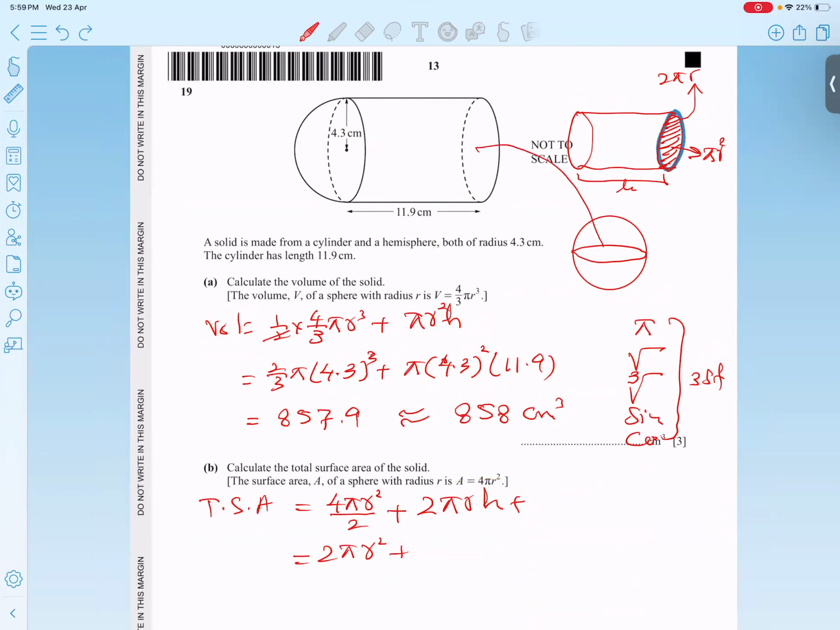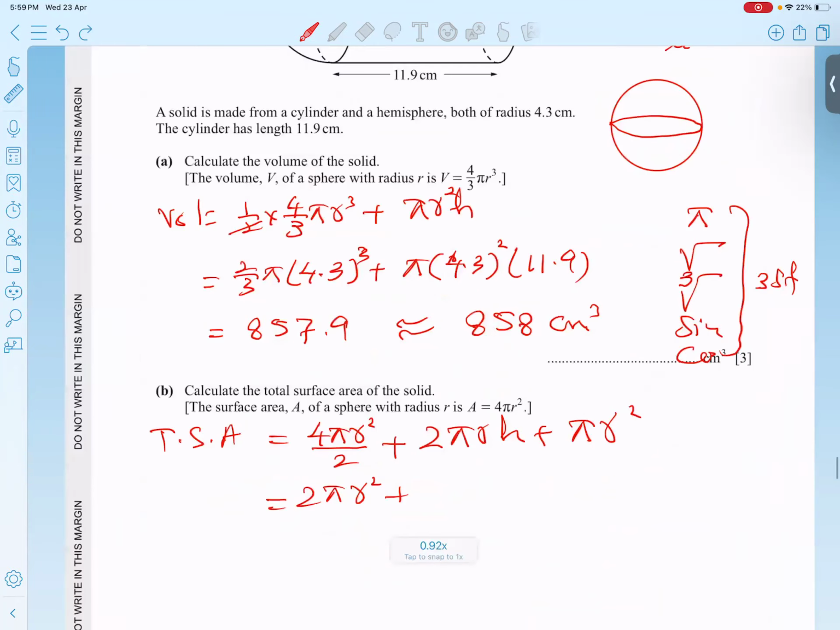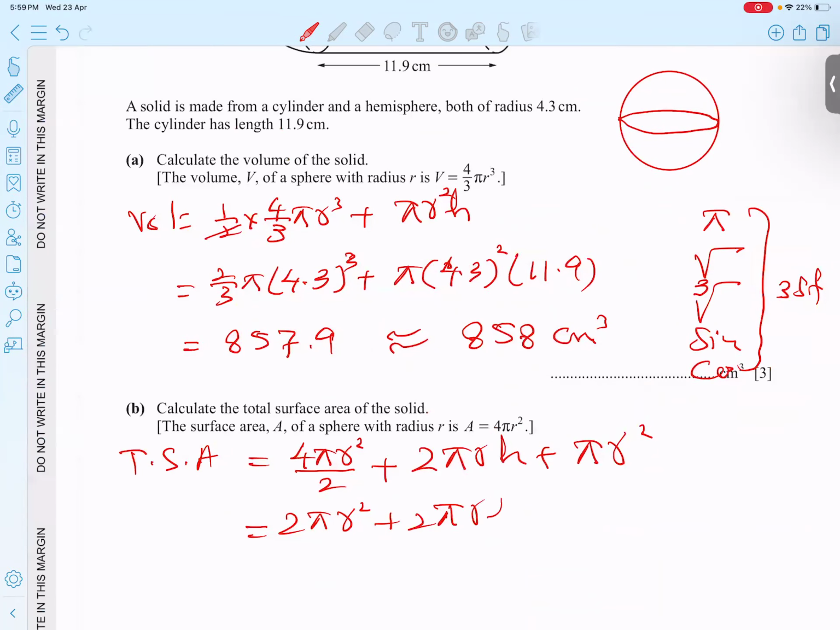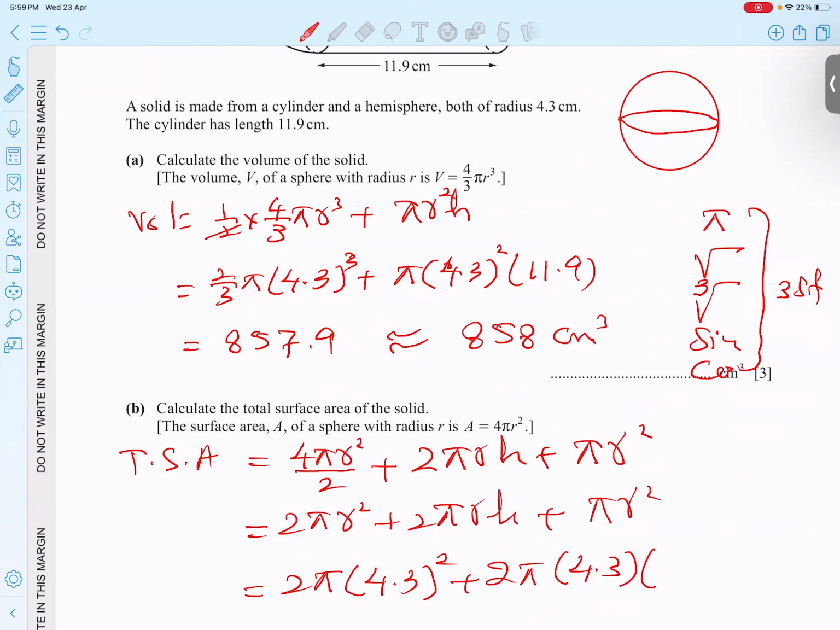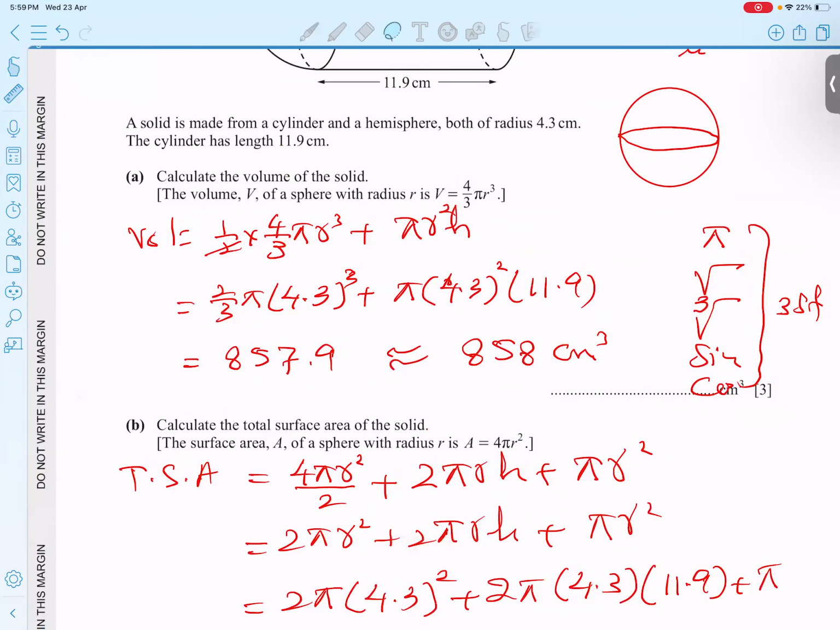But one thing is left. What is that? The circle on the right side. You may ask one question, sir, why not include this circle? No, this circle is not included. Why? Because the hemisphere is fitted at this end. That is why I can't include it. So now I'm going to plug in all values. First, let me write the formula. Okay. I can plug in 2 pi. Radius is 4.3 square. Radius is 4.3. Height is 11.9. Again, radius is, wait a minute.